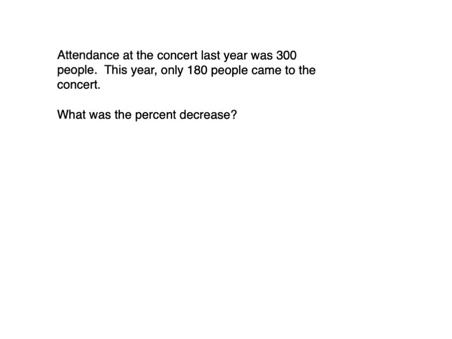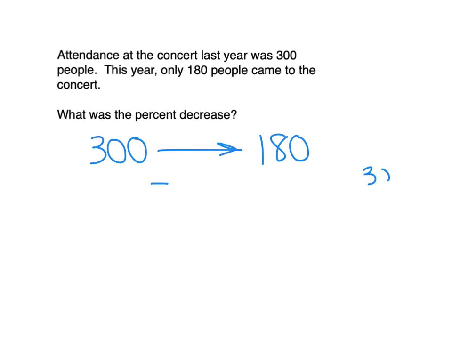All right, let's look at one more. Attendance at the concert last year was 300 people. This year, only 180 people came to the concert. What was the percent decrease? So it was 300, but now it's 180. So we know that it decreased. We can figure out how much it decreased by doing some subtraction. And I would figure out that it went down 120 people.